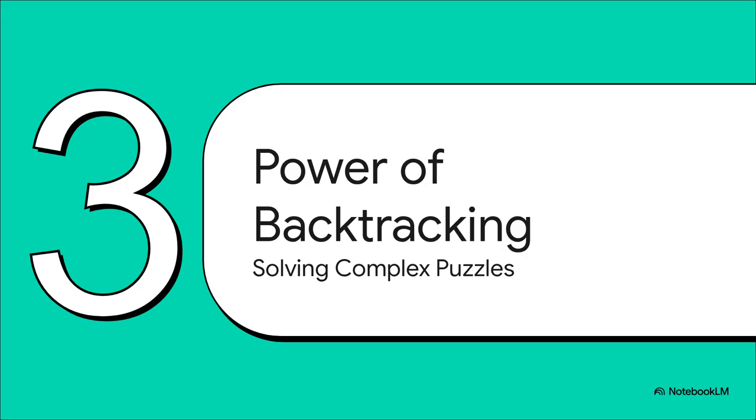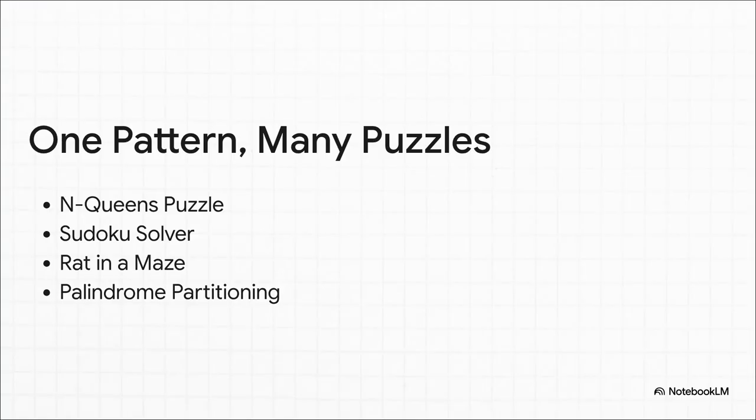Okay, now we get to see the real, raw power of this choose, explore, unchoose pattern. This one simple idea is pretty much the skeleton key that unlocks solutions to some of the most famous and famously difficult puzzles in all of computer science. Think about it. The N-Queens puzzle, building a Sudoku solver, finding a path for a rat in a maze, even something like splitting a string into palindromes. On the surface, they all look wildly different. But underneath it all, they're running on the exact same engine. You make a choice, you see what happens, and you backtrack if it turns out to be a dead end.